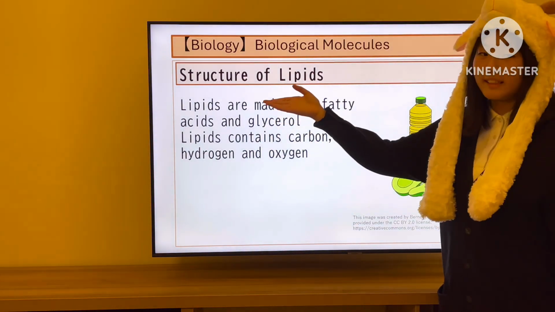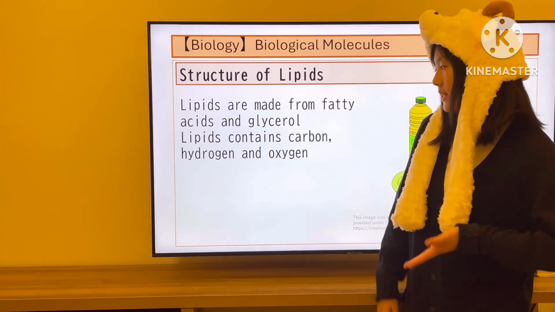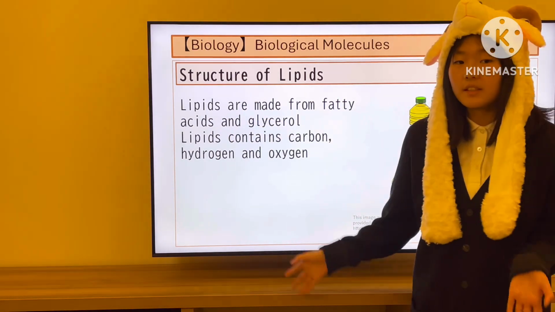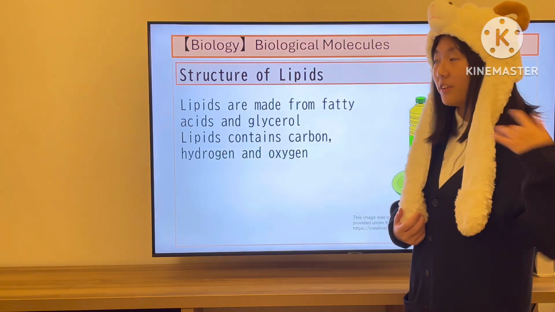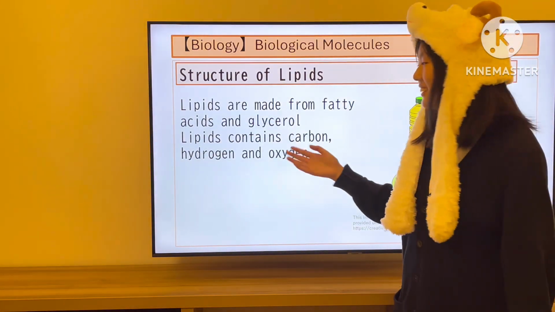The third example is the structure of lipids. Lipids are made from fatty acids and glycerol, and these aren't chains, unlike the other two. Lipids contain carbon, hydrogen, and oxygen.